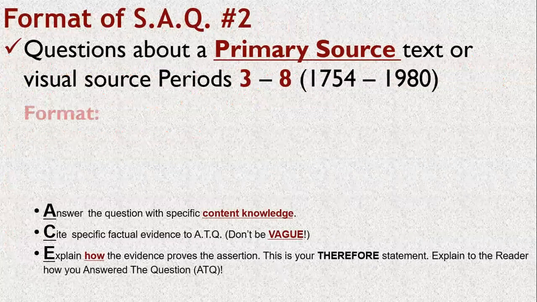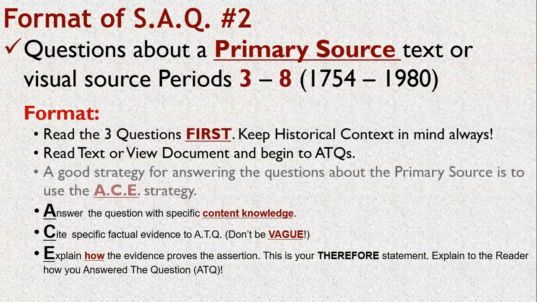For SAQ number 2, sorry about this, where it's popping up and it's not popping up, and then you go back and correct that. For SAQ number 2, you're going to see a primary source. You're going to see a text and or visual source. Okay. Notice the period is still period 3 through 8, 1754 to 1980, French and Indian War all the way through Jimmy Carter. Again, read the questions first. Keep the historical context in mind always on these questions. What's going on during the time period? Okay. Then read the text or view the document and begin to answer the questions.